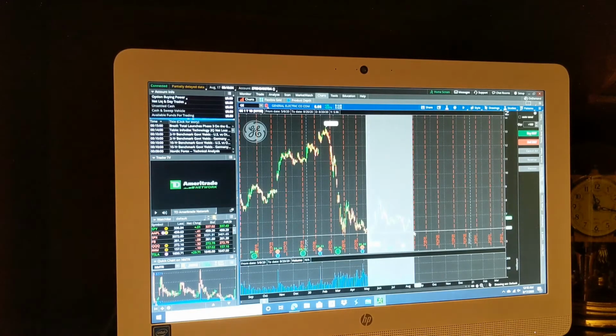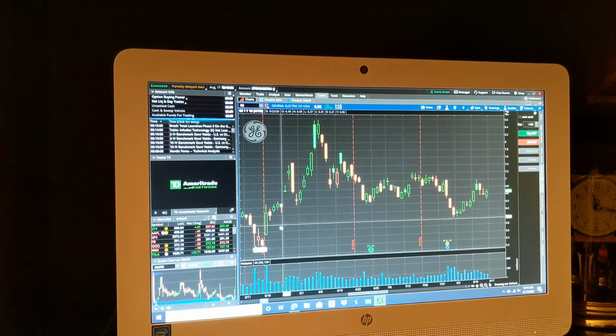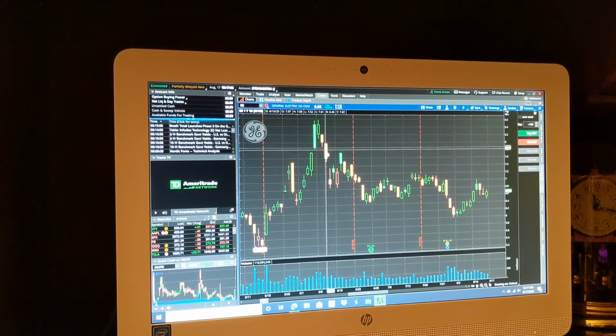So if we extend this up, we can really look at the details of this. One of the very first rules, especially when you're trading, is you want to look at these candles. These candles are going to tell you a lot.